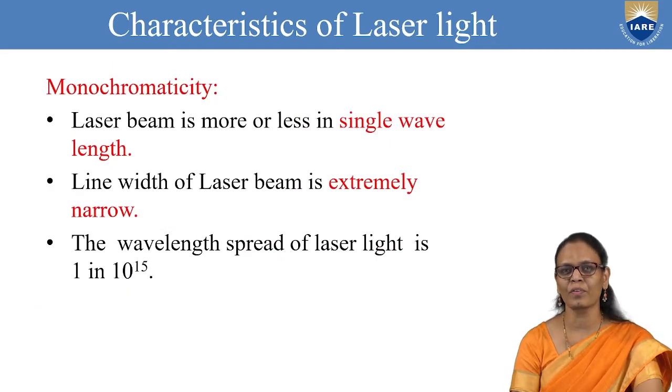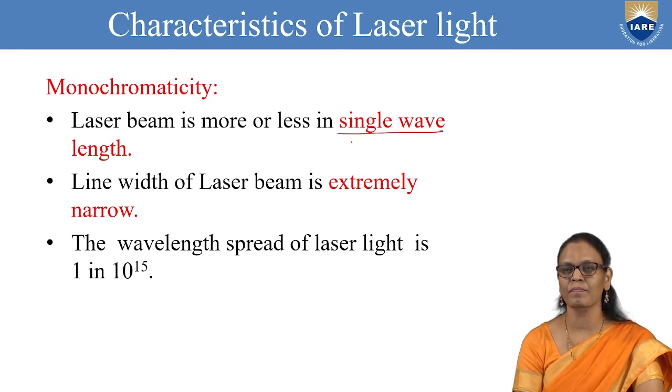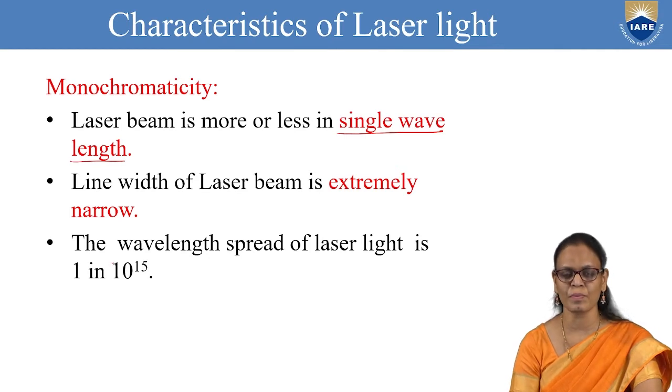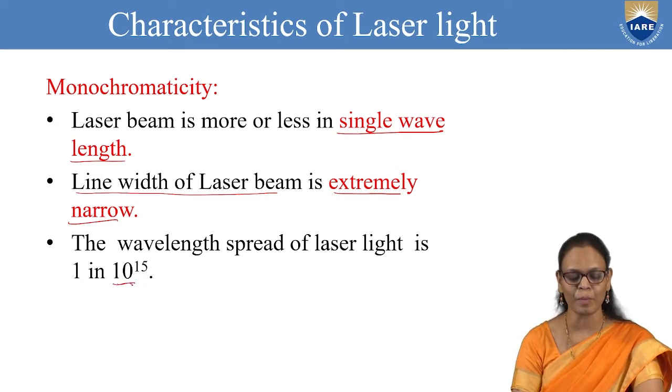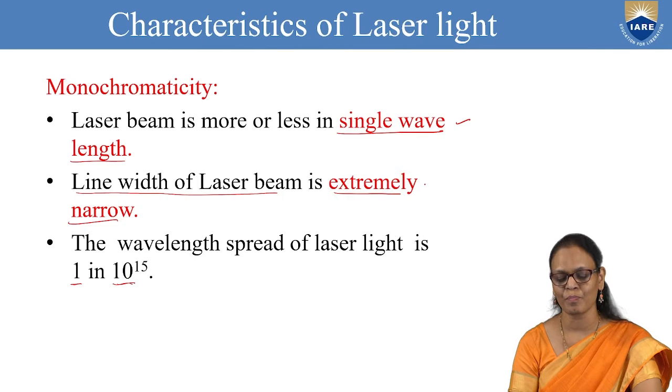Now, monochromatic, what we understood here is, laser beam is more or less in a single wavelength. We are talking about the gist of it. And the line width of laser beam is extremely narrow. Because it has a single wavelength or single color, it is extremely narrow, and the wavelength spread of laser light is 1 in 10^15. If you are talking about 10^15, the spread is only 1 in that. So narrow it is. Single wavelength, extremely narrow, and the spread is only 1 in 10^15.